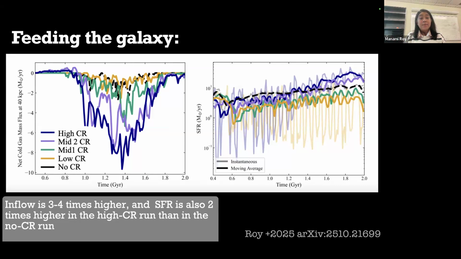But what is interesting here, at the end, around 2 gigayears later, when this cold gas is making it to the host galaxy or the central part of the host galaxy, you actually see a 2 times increase in the star formation rate compared to the no cosmic ray run, in the high cosmic ray and mid cosmic ray runs. Which is interesting because this gas is not just making it to the central part, it is also helping form stars. So cosmic rays are in turn helping the galaxy sustain its star formation, because they are making these clouds survive.